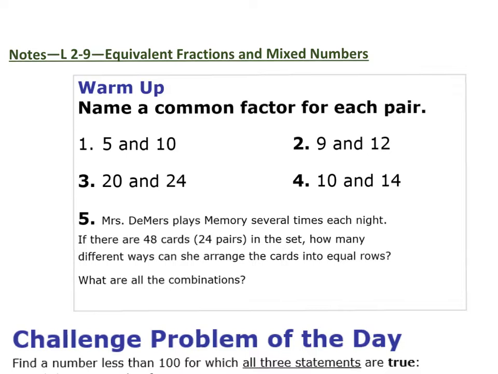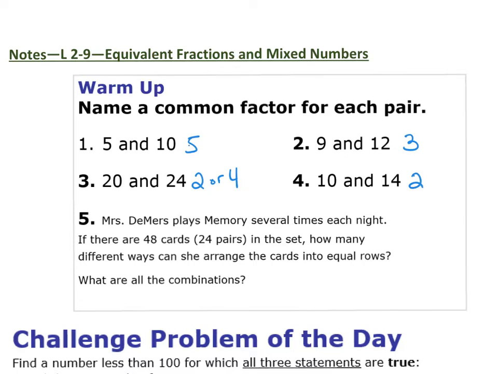For number 1, the common factor of 5 and 10 other than 1 would be 5. Number 2, the common factor of 9 and 12 is 3. For number 3, the common factor of 20 and 24 would be 2 or 4. And on number 4, the common factor of 10 and 14 would be 2.